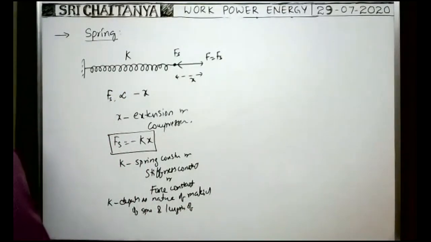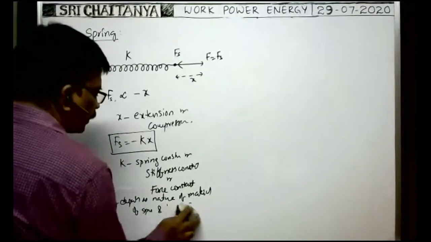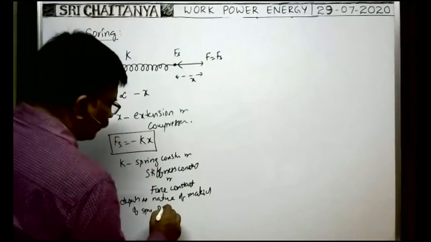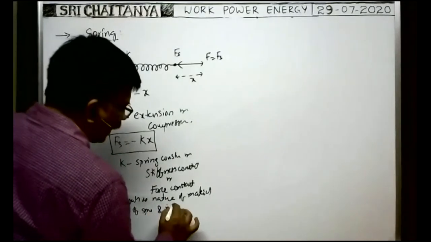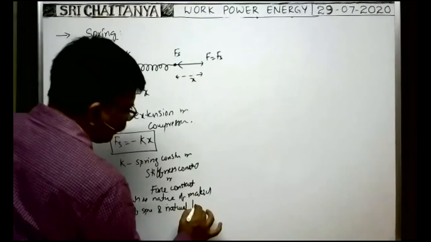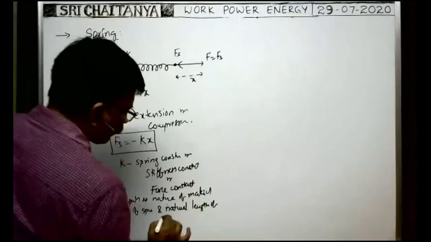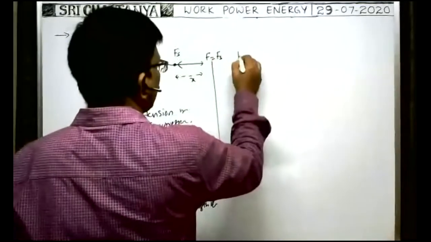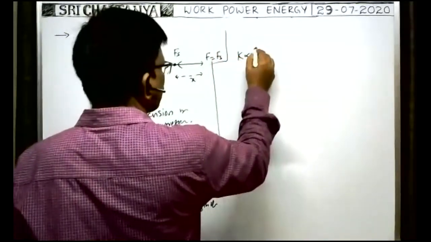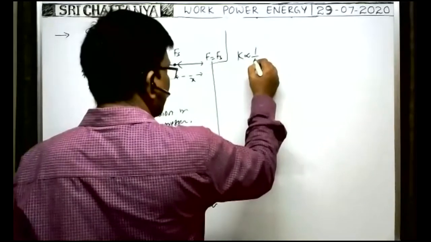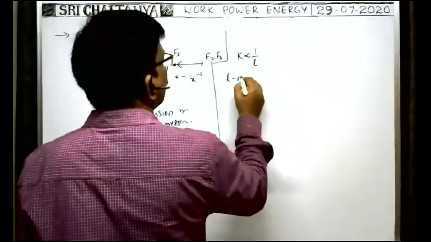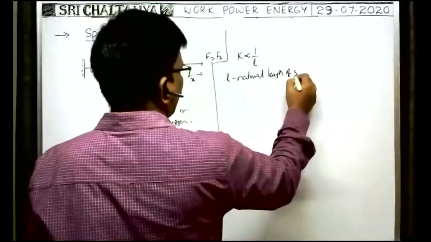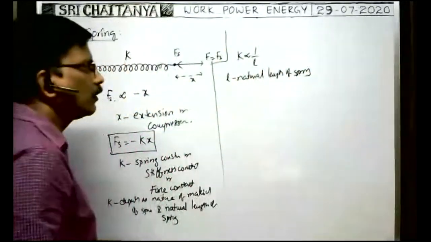Natural length means, whenever it is extended or compressed, in such case we should not take that length. When there is no compression or extension, in such case the length of the spring is called natural length. It was found that the spring constant is inversely proportional to the natural length L of the spring.